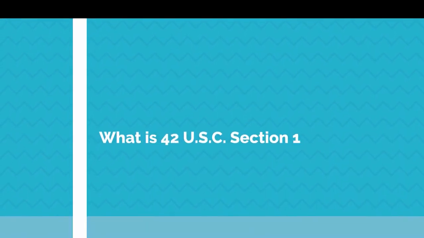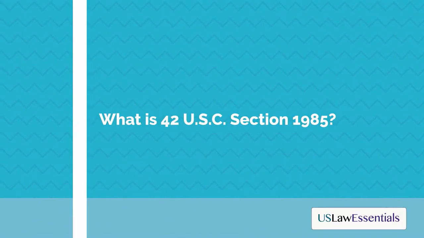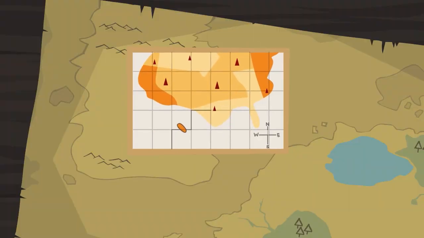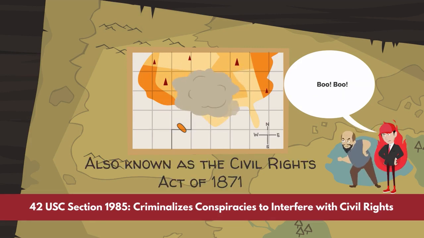In this video, we will introduce 42 USC Section 1985. This was a federal law passed after the Civil War, and its purpose was to criminalize conspiracies to interfere with people's civil rights. 42 USC Section 1985 is also known as the Civil Rights Act of 1871. It's also been known as the Ku Klux Klan Act because it was passed in response to the efforts of the KKK to deprive people of their civil rights.